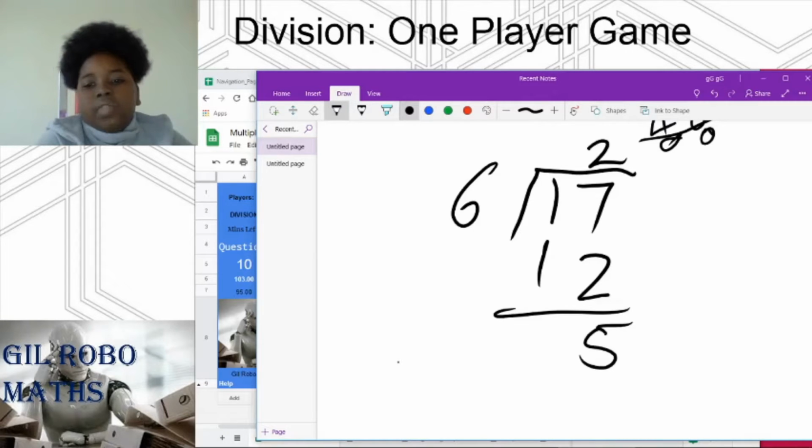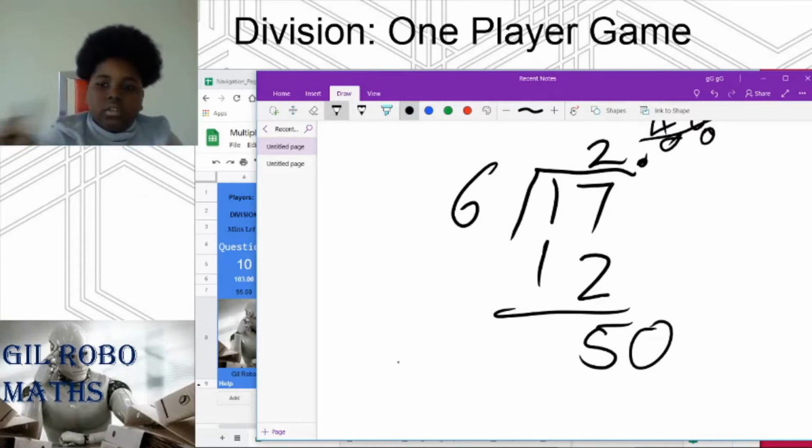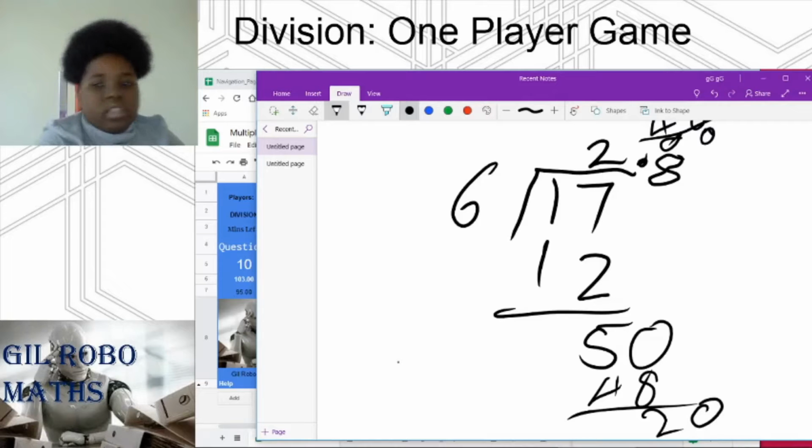6 in 5, you can't go, put a point and put a 0. Then 6 in 50, let's calculate that. 6 times 1 is 6, 6 times 2 is 12, 6 times 3 is 18, 6 times 4 is 24. 6 times 5 is 30, 6 times 6 is 36, 6 times 7 is 42, 6 times 8 is 48. 6 times 8 is the closest, because 6 times 8 is 48. 50 minus 48 is 2. 6 in 2, it can't go, put a 0, but this time you don't put a point.